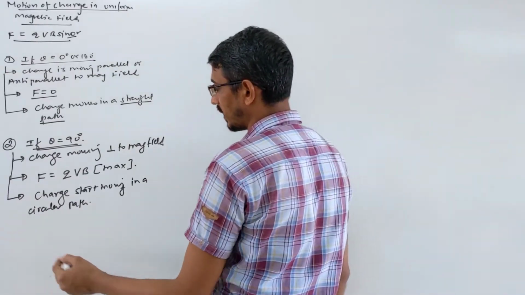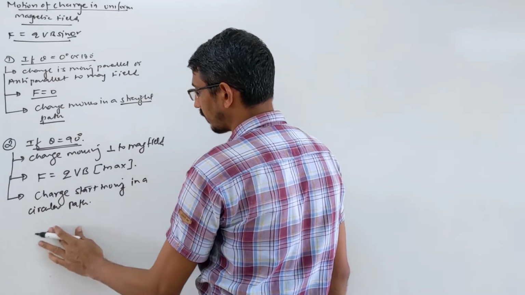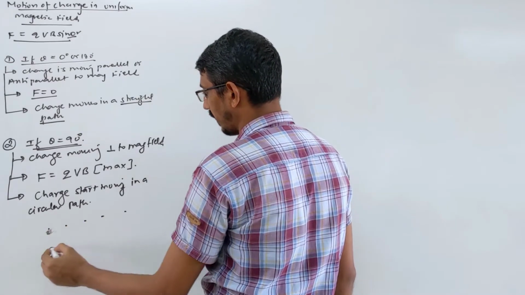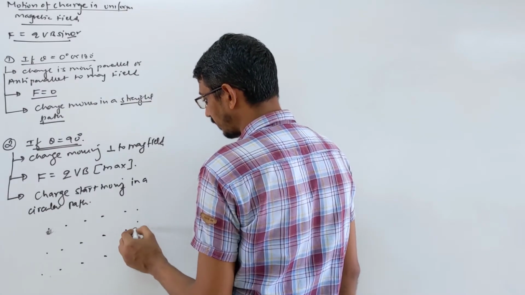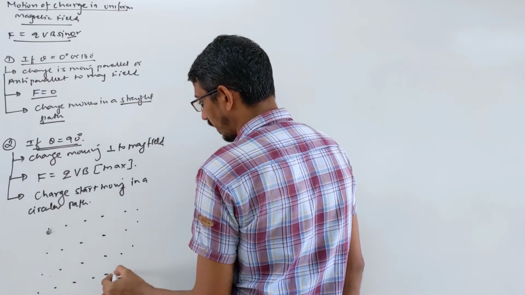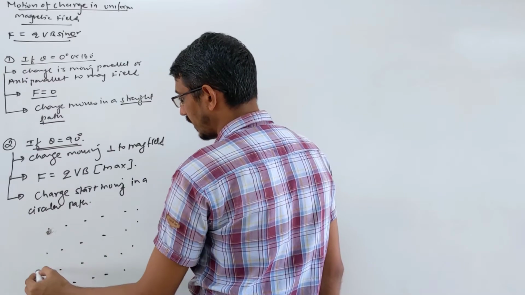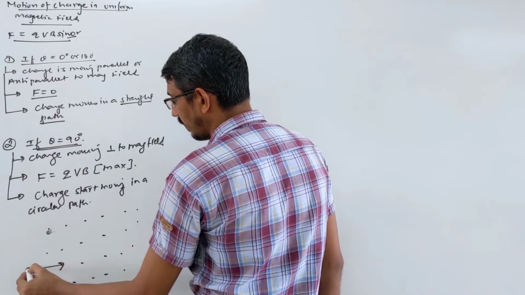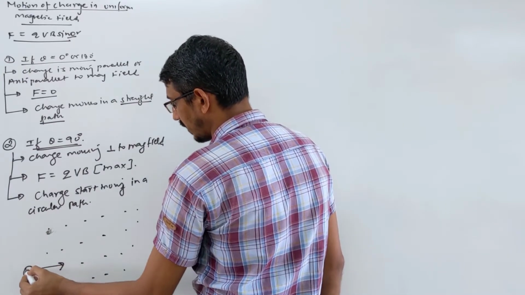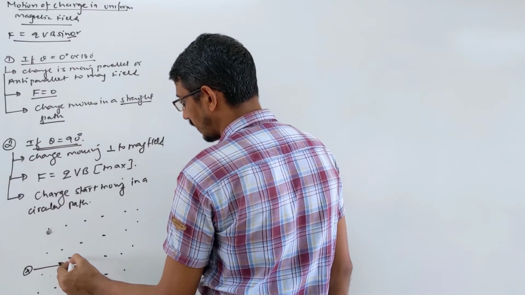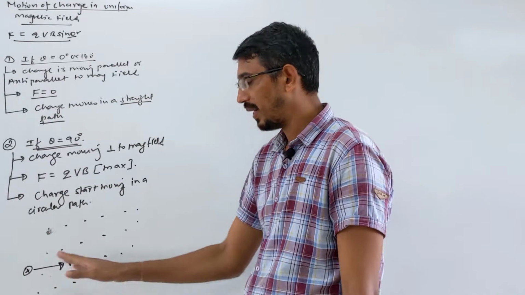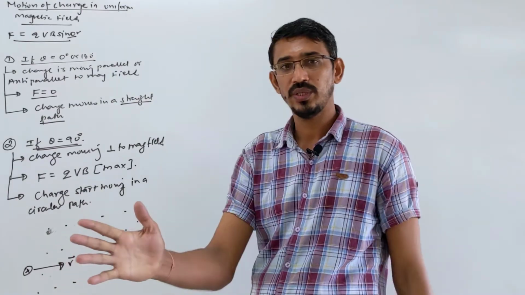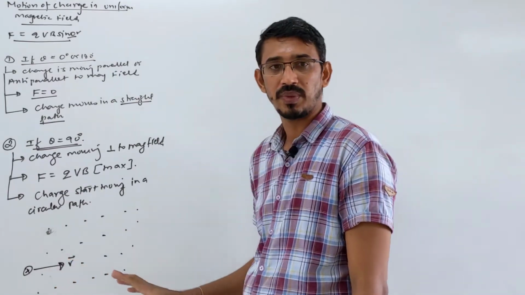We can understand with the help of an example. Suppose this is a magnetic field, let's say dot dot dot, the magnetic field is outward. Some charge enters here, let's say a positive charge. This is the direction of velocity. The charge enters the magnetic field perpendicular. The magnetic field is outward, and the charge is moving on the board only, so it's perpendicular.